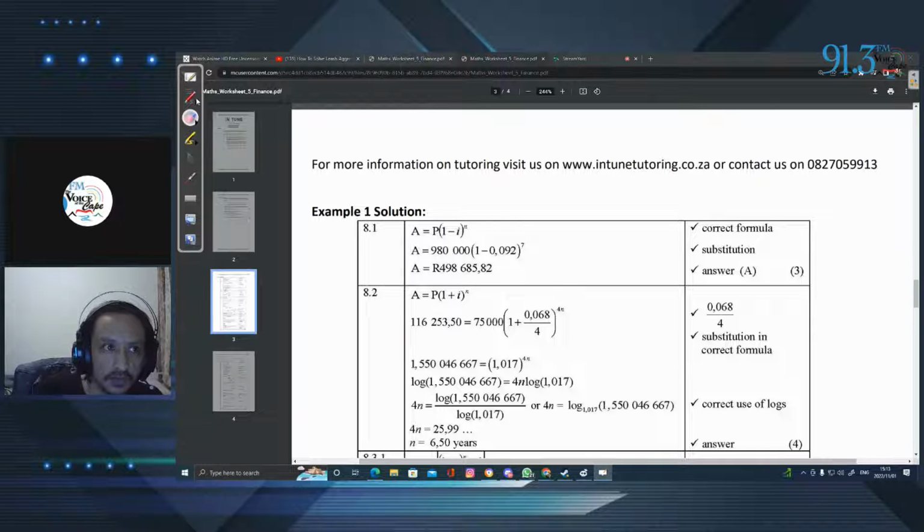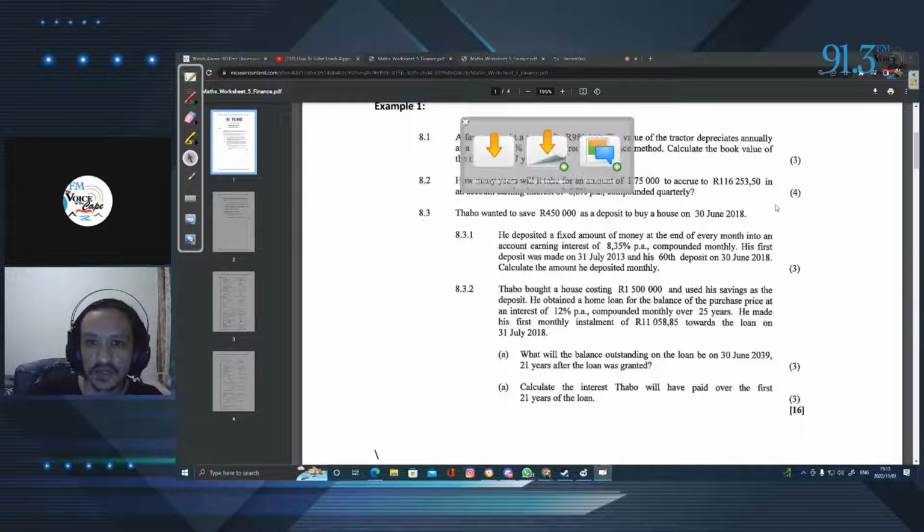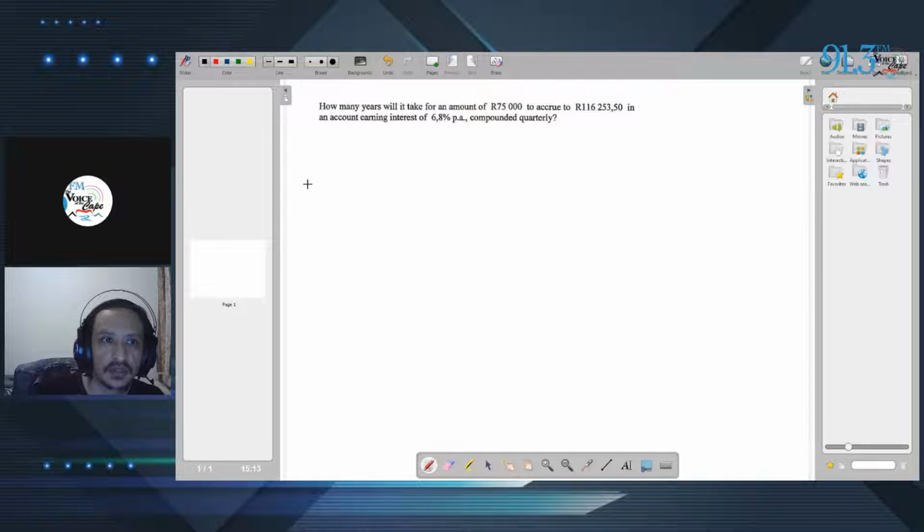So if we carry on, take a look here. Now they're going to substitute the values in, so I'll just do it on my side quickly. A is equal to P(1 plus i) to the power of n. They want us to figure out n. We don't know what n is, so we need to substitute our values in. We know the value accrued to 116, so we can put this value in over here.